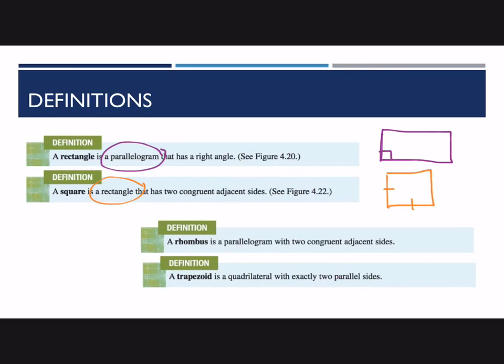A rhombus is a parallelogram with 2 congruent adjacent sides. So these are like your diamond shapes. Here's one way to draw these. And since it's a parallelogram, all the sides are parallel, and we have 2 congruent adjacent sides. Another way to draw it is sort of sideways.